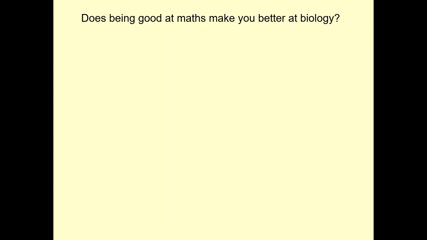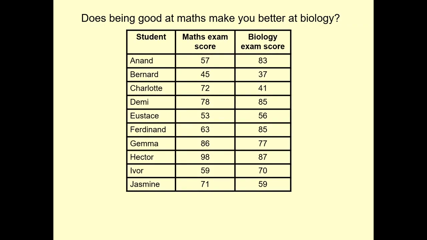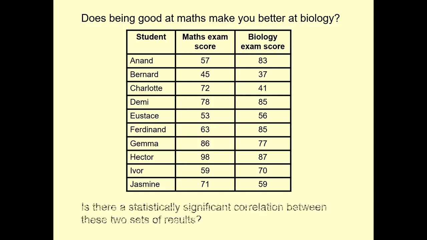Okay, so as an example I have here, I have 10 students, and we're going to compare their math score and their biology score. So the question is, does being good at maths make you better at biology? So we're going to explore if there is a statistically significant correlation between these two sets of results.